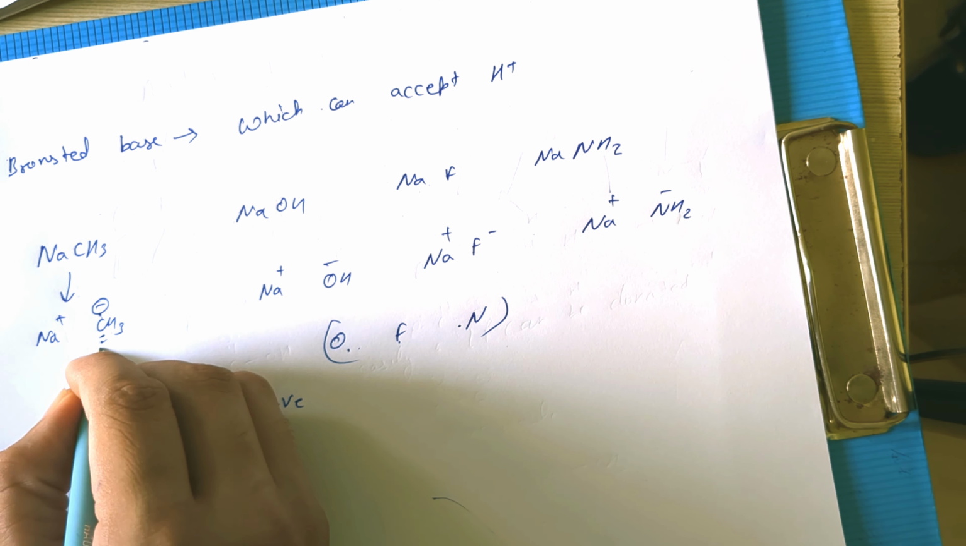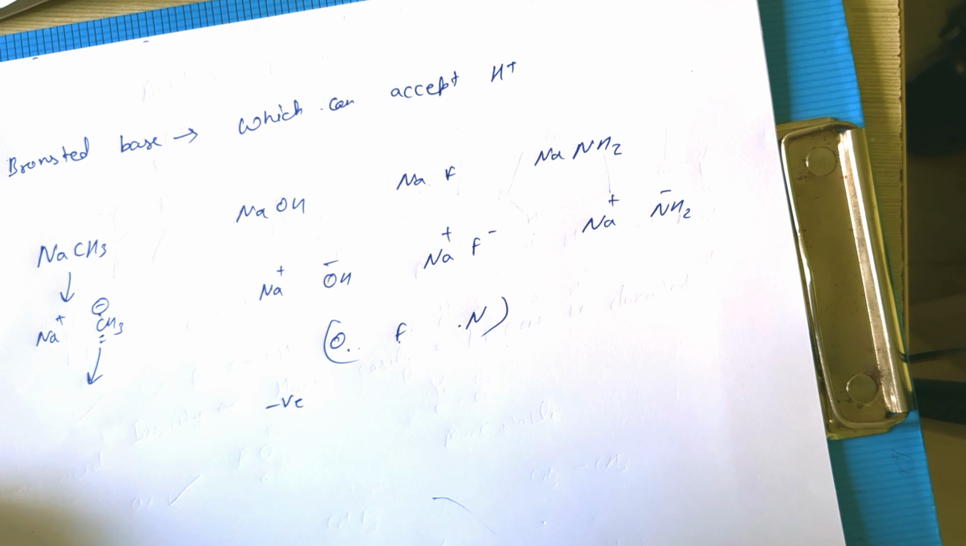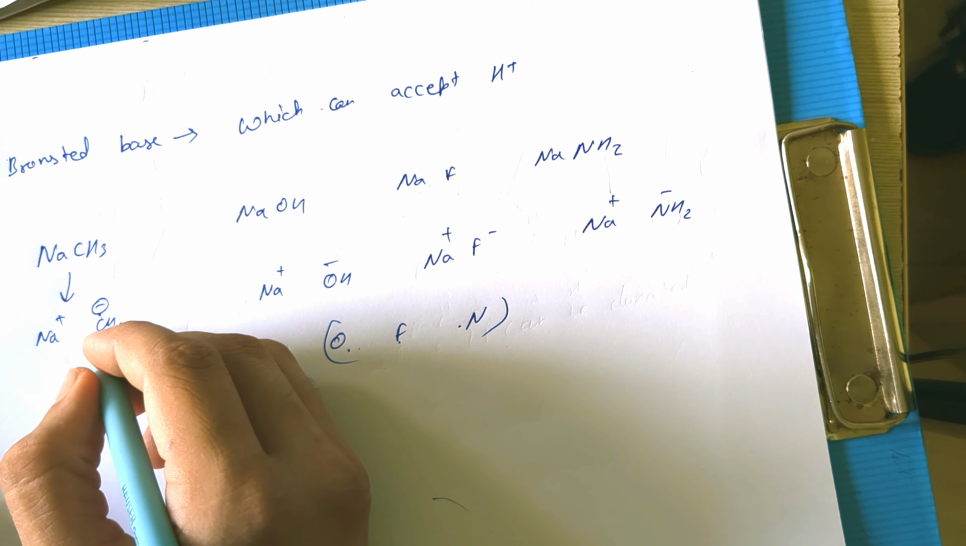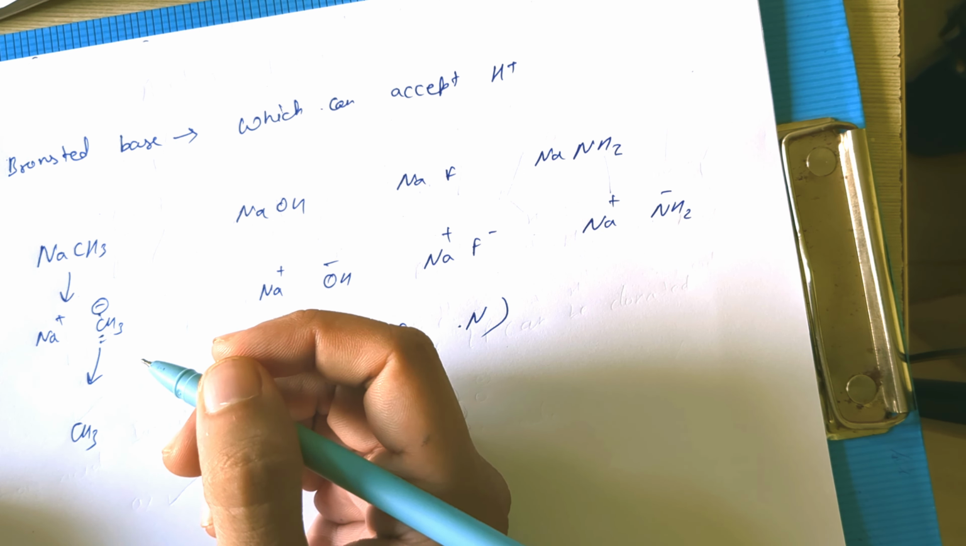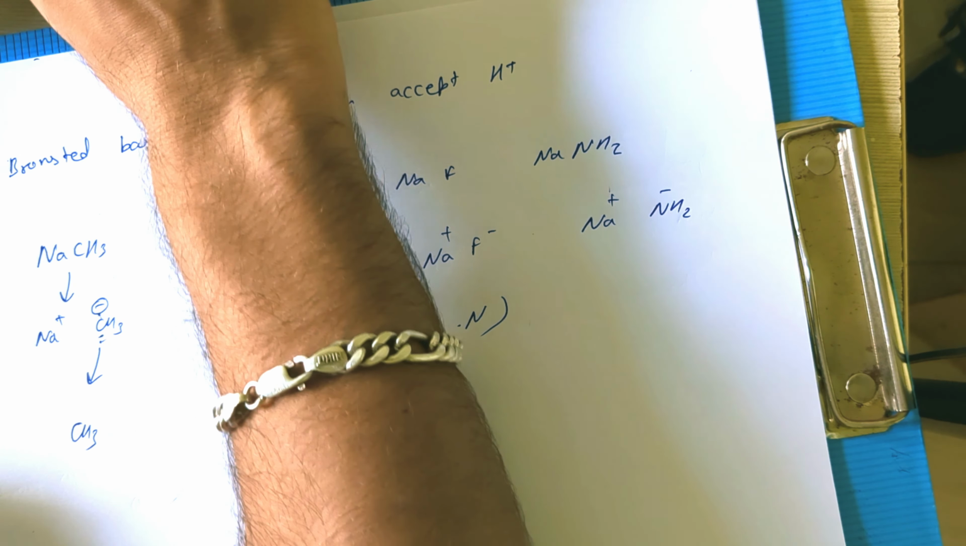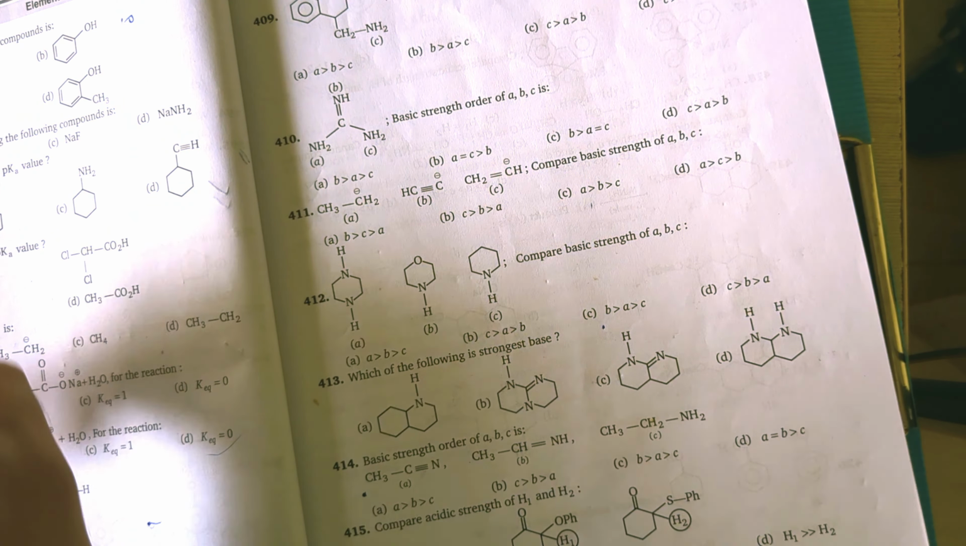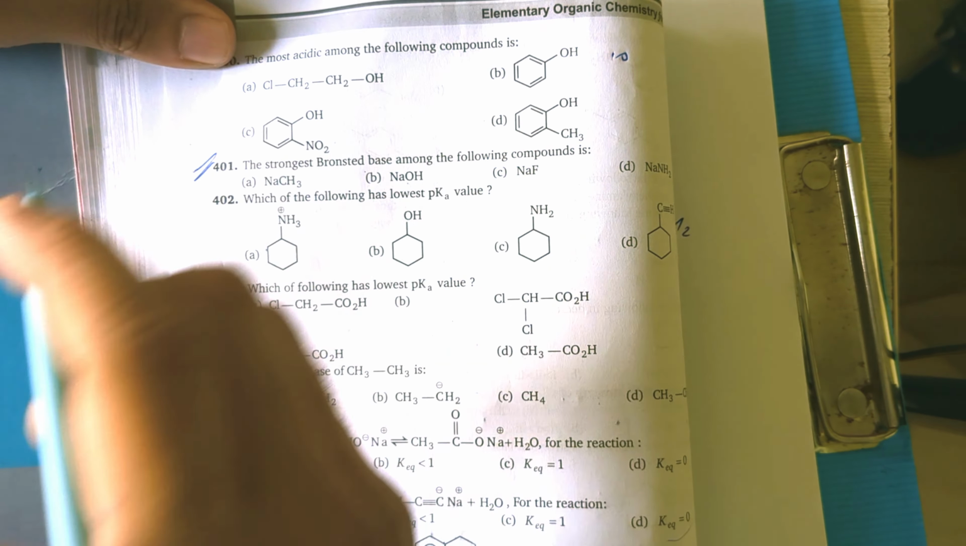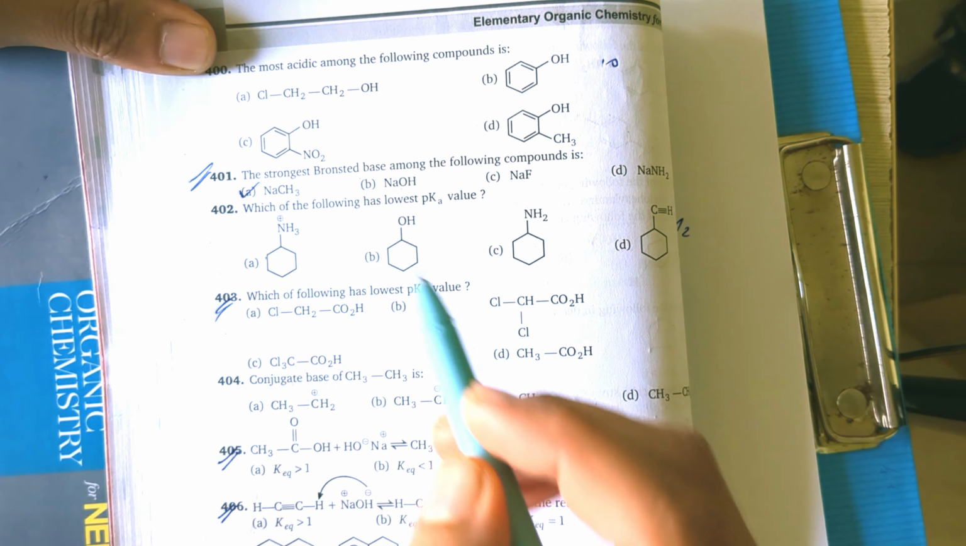That's why it is highly unstable. So it wants to catch the hydrogen, so it can easily accept the hydrogen to gain stability. That's why we can say NaCH3 is the strongest base. Okay, so option A is right.